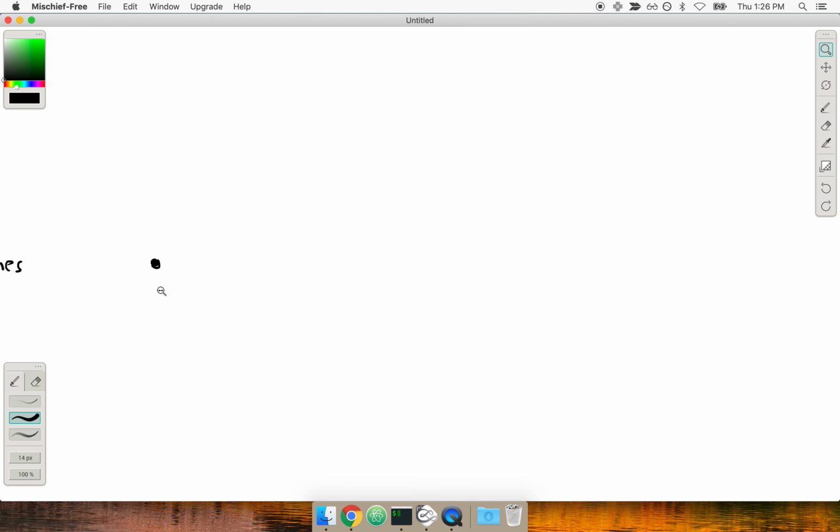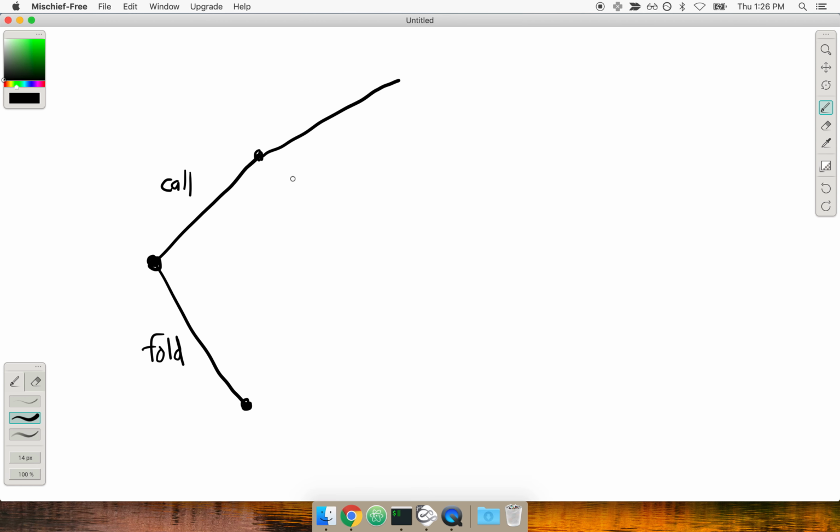So let's say that they can either call or they can fold. So call or fold. Okay, so once they fold, that branch is done with. But what happens after they call? So you can break it down in different ways. The way that I'm going to break it down is into 3 possibilities.